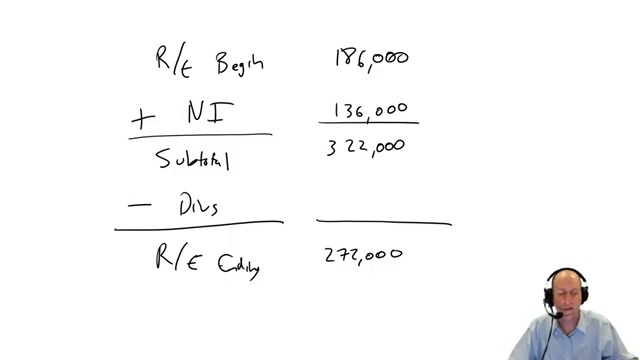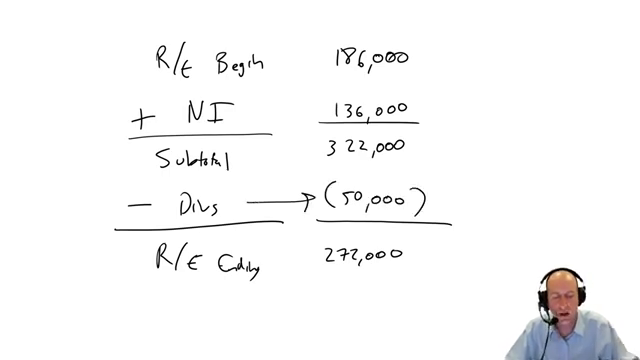I must have had a dividend. How big is my dividend? Well, it's the difference, right? 322 minus 272. Our dividend is $50,000. This company had $50,000 in dividends.